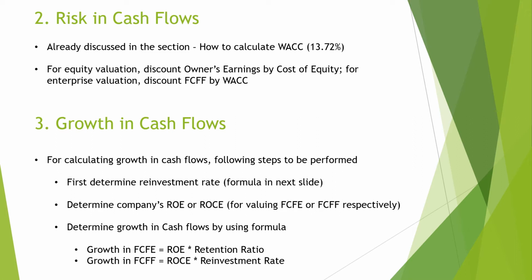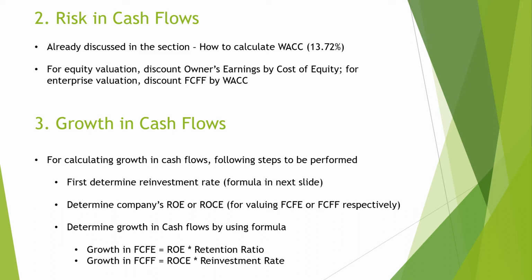If we are valuing only the equity part of it, we can determine the ROE, or the return on equity, of that particular company. If we are valuing the entire firm, then we need to calculate something called return on capital employed, or return on invested capital. These are required for determining how much growth in cash flows we expect. The formula for the growth in cash flows is divided into two: growth in FCFE and growth in FCFF. The growth in FCFE is determined by multiplying the return on equity by the retention ratio.